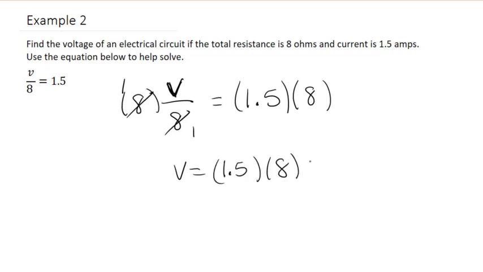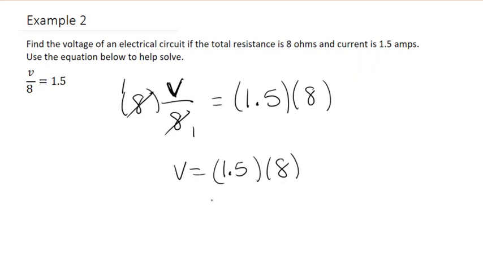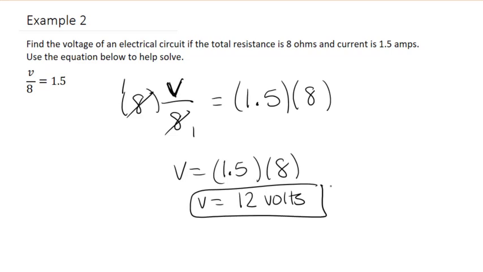So let's get our calculator out. 1.5 times 8 is equal to 12. So V is equal to 12 volts. Let's go do another example.